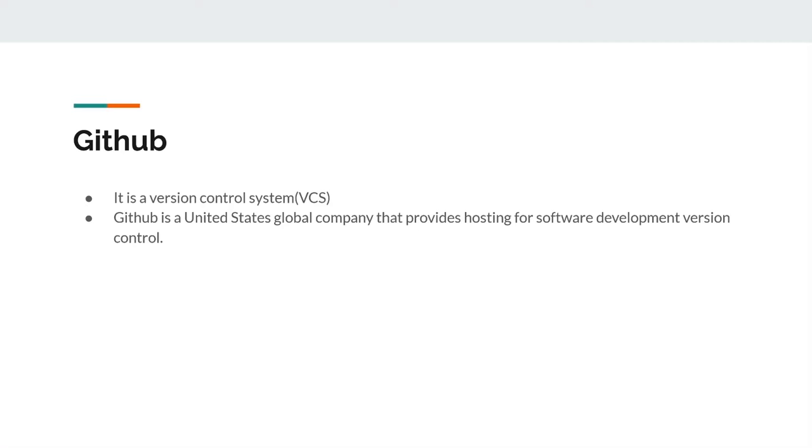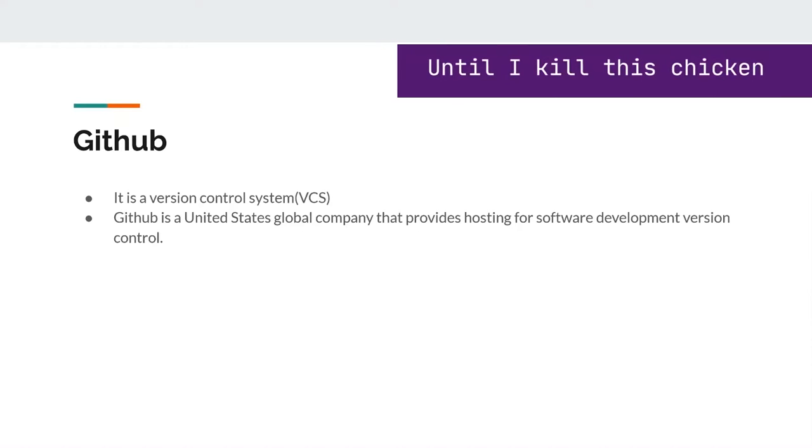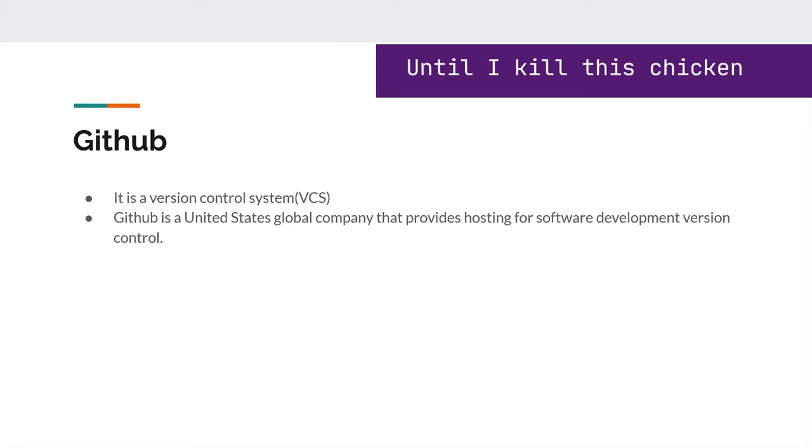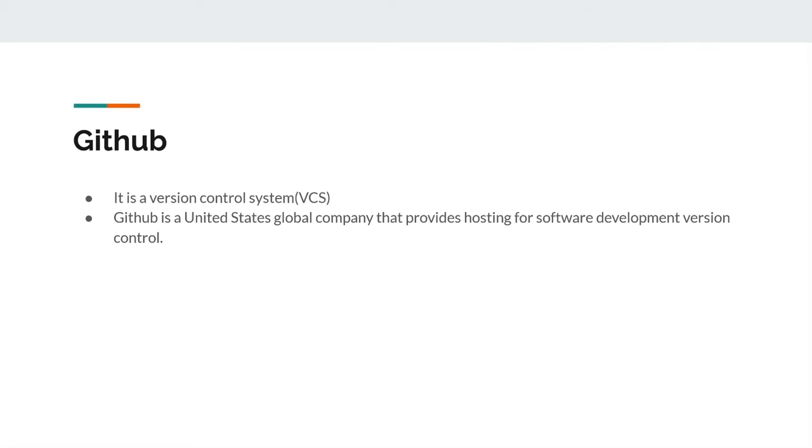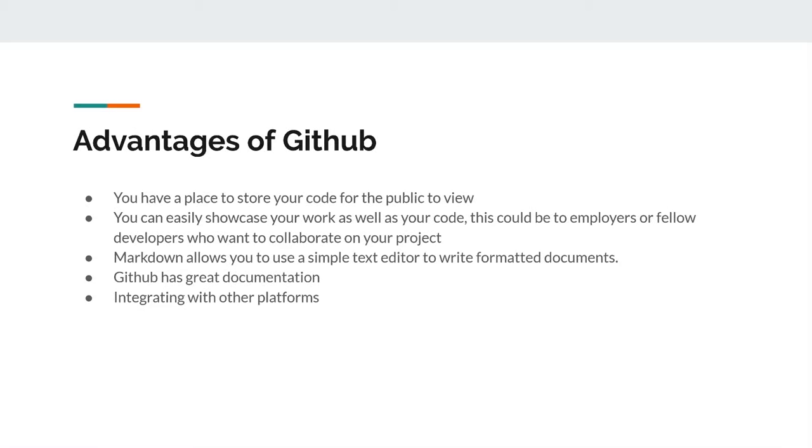Then the second definition is saying GitHub is a United States global company that provides hosting for software development version control. What this is saying is that it's a company in US that provides hosting for this version control system. So here as well, it's also telling you that part of what it does is to host a version control system.